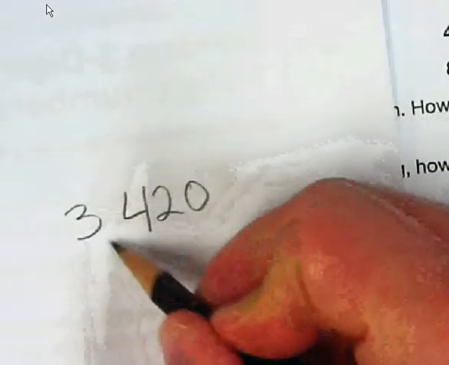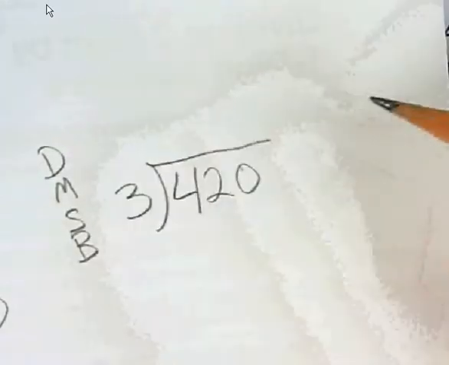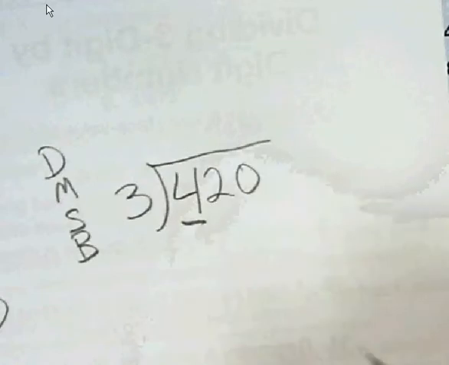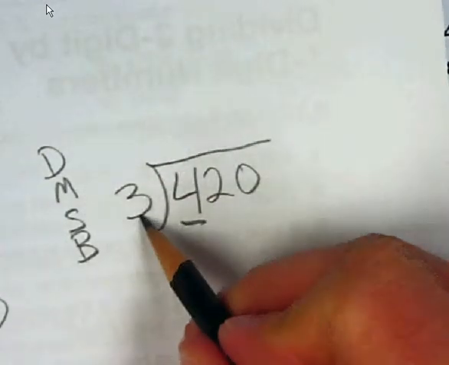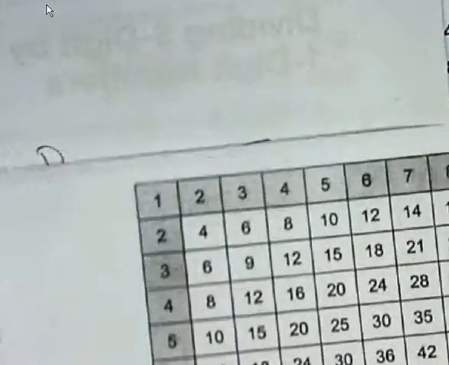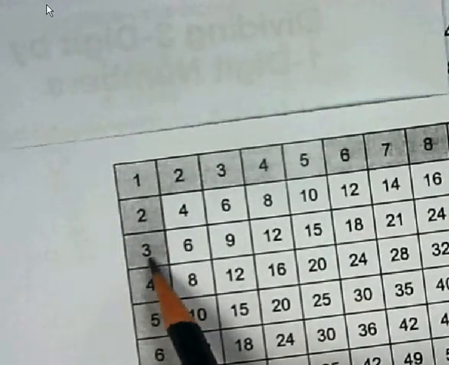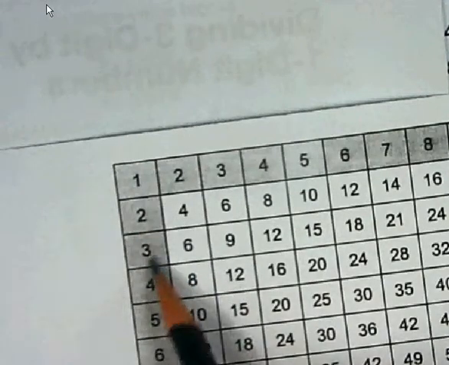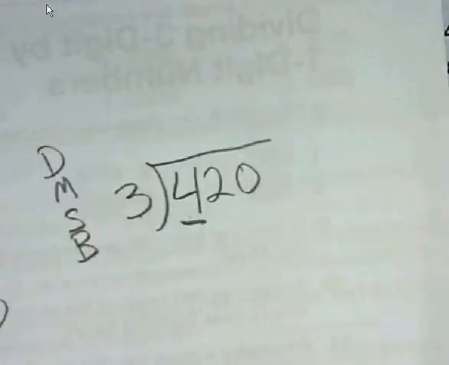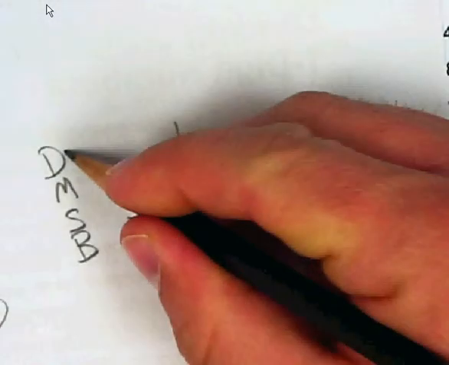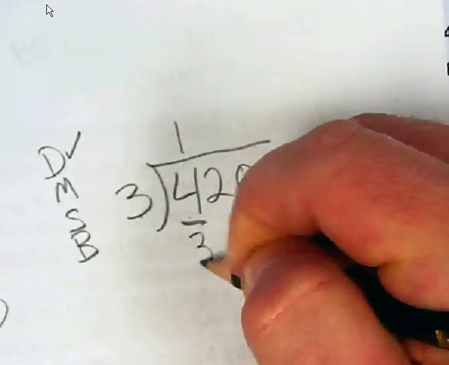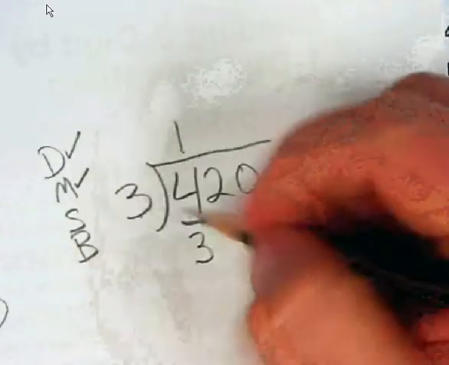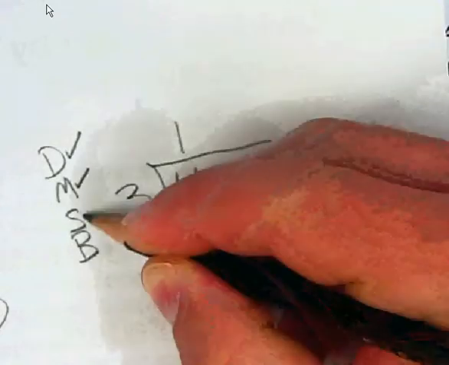420 divided by 3. Same steps. We're going to do daddy, mommy, sister, brother. Okay? So again, we're going to just start with the hundreds place. How many times does 3 go into a 4? Well, 3 goes into 4 one time. 3 times 2 would be 6, so that's too big. So 3 goes into 4 one time. Now we multiply. 1 times 3 is 3. Now we subtract. 4 minus 3 is 1.